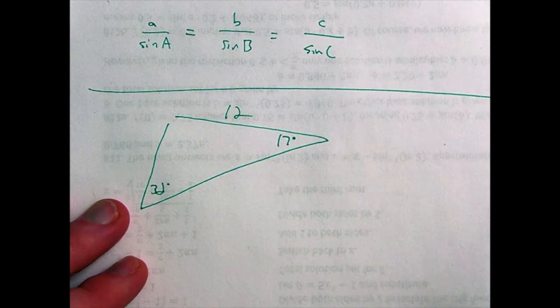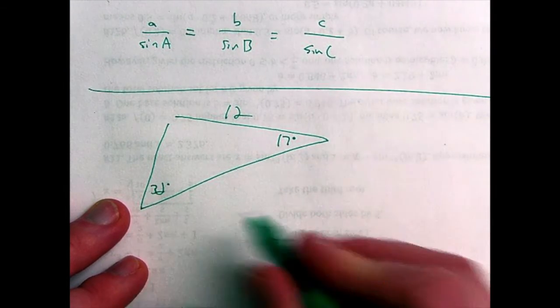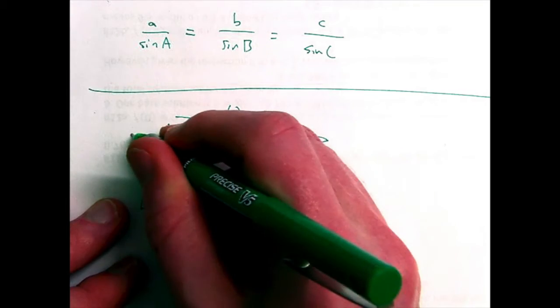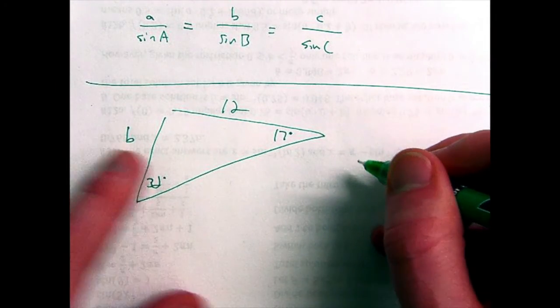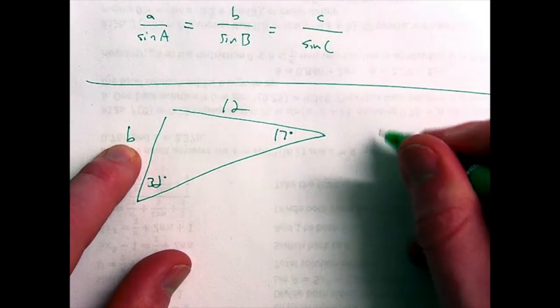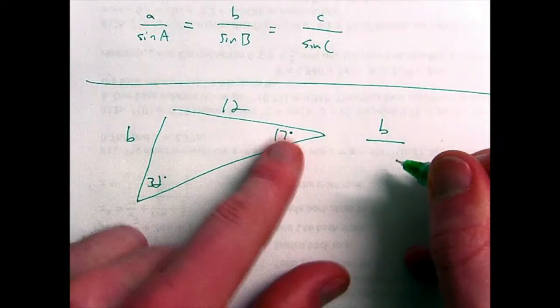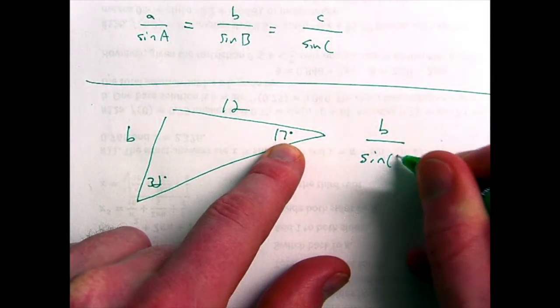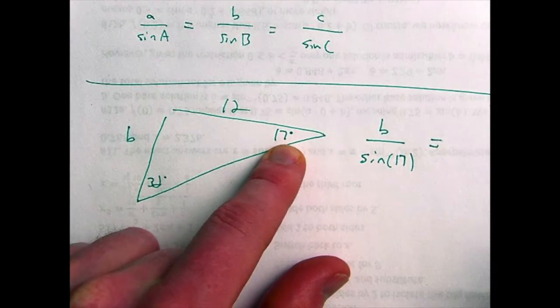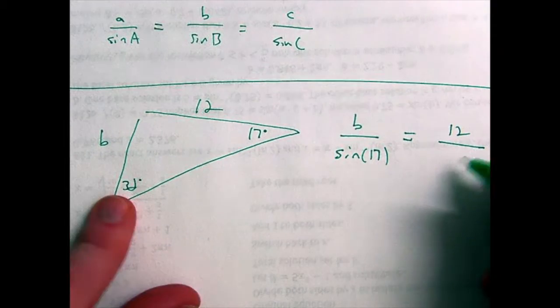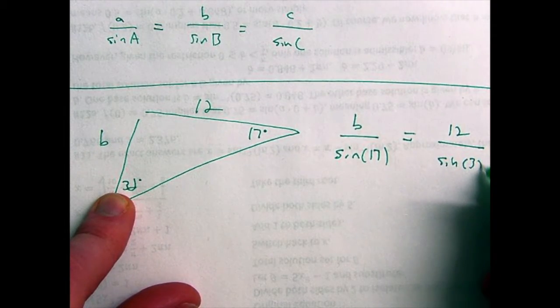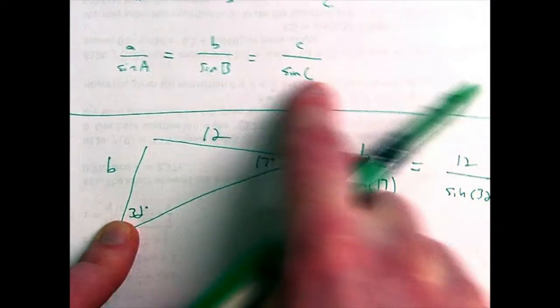So for example, you could say whatever this side is here, let's just call it little b. It doesn't matter what you call it, but I could say that b over the sine of its opposite angle, so that would be 17 degrees, is going to be equal to 12 over the sine of its opposite angle. Here you can see I'm using this version of the law of sines.